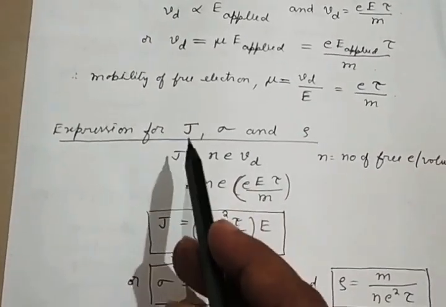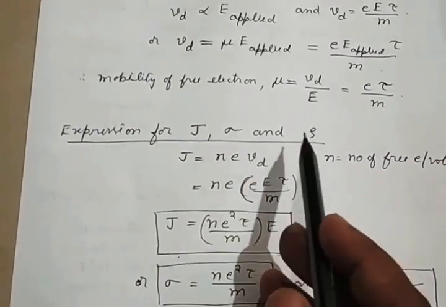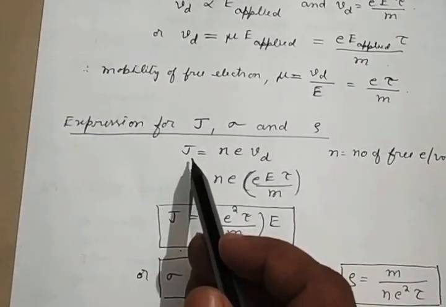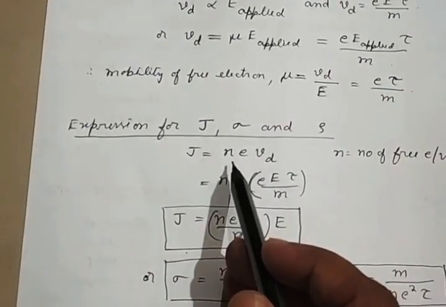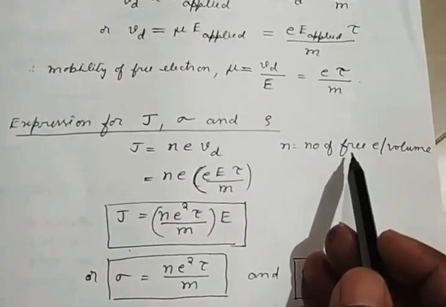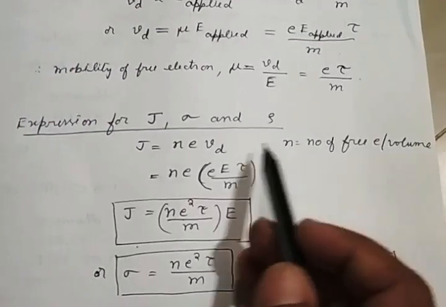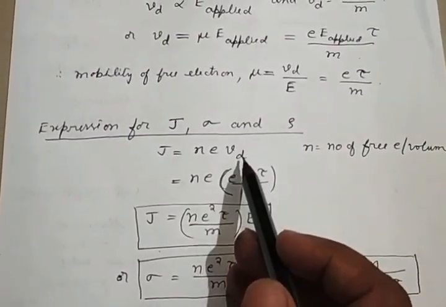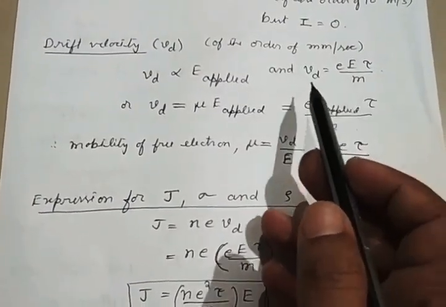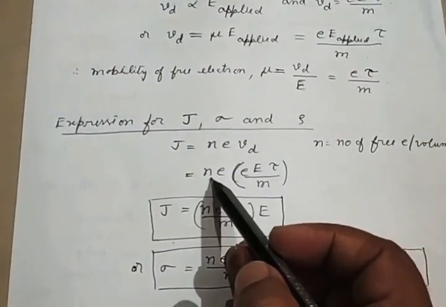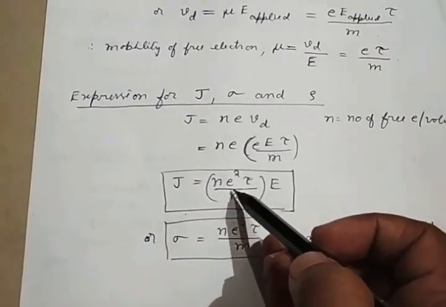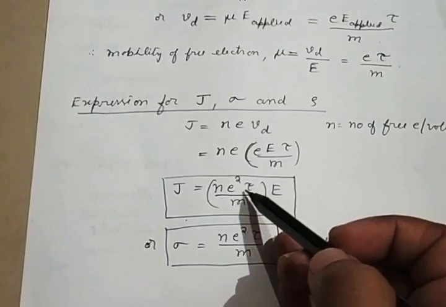Now let us look at the expression for the current density, the conductivity and the resistivity. Let us start with the expression for current density J. We know that the current density J is given by Ne into Vd, where N represents the number of free electrons available per unit volume in the metal, E is the charge of the electron, and Vd is the drift velocity. Earlier we got drift velocity is equal to E tau by m. So let us substitute this term in this equation. Therefore we get Ne into E tau by m.